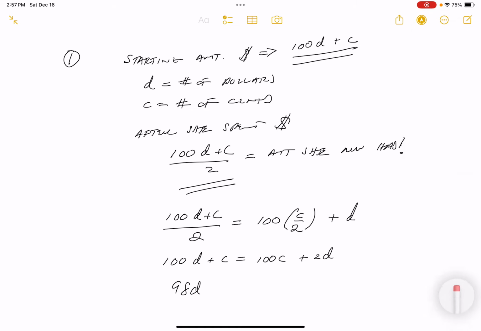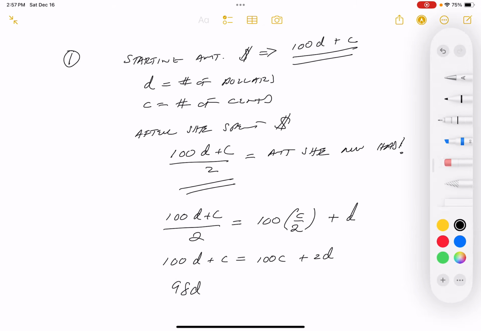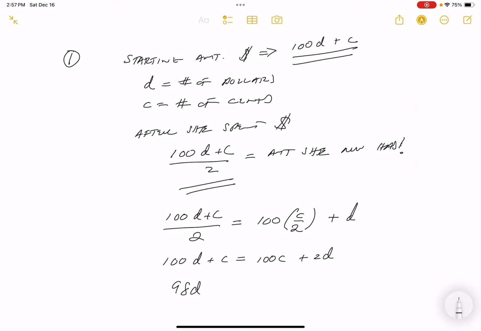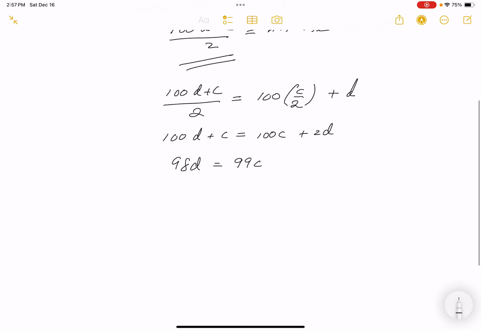Let me go back to my pen and write this down: equals 99C. I've got to think now. These things have to be equal. So how could they possibly be equal? You could say C is 0, and that would make D 0, but that makes sense, since she had zero money. Now let's say C is 1. Then 98D would equal 98C.